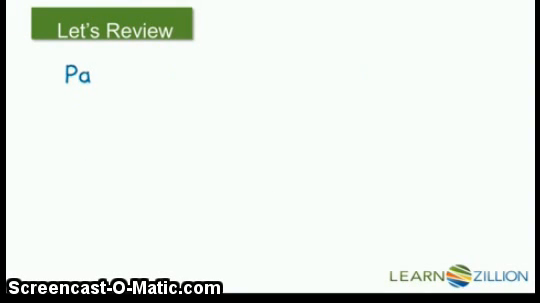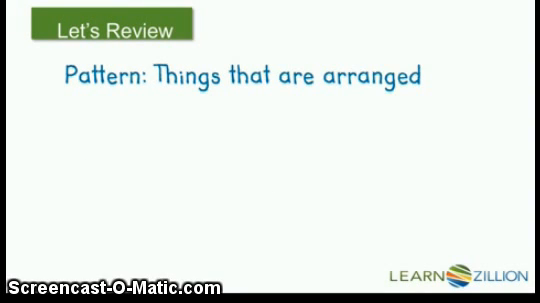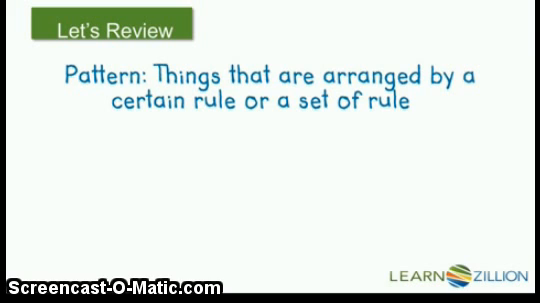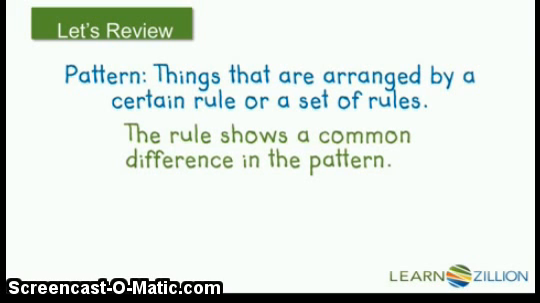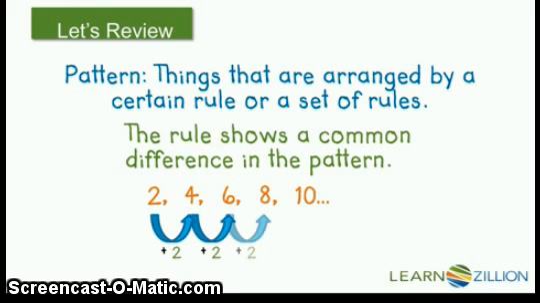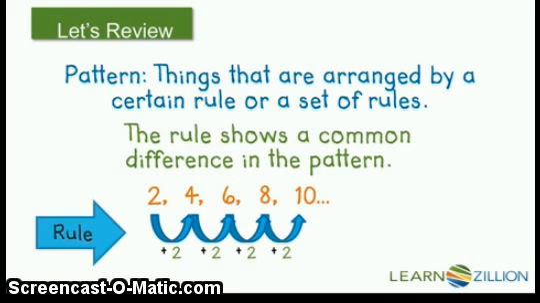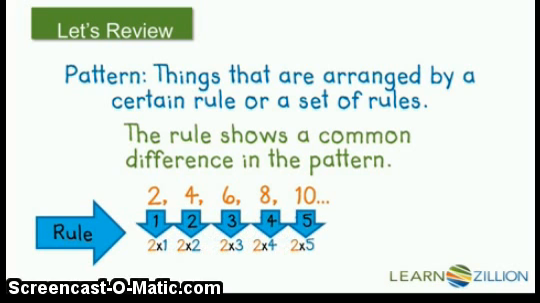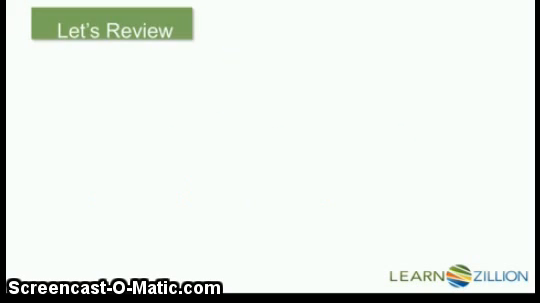Let's review. Patterns. These are things that are arranged by a certain rule or a set of rules. The rules show a common difference in the pattern, such as the numbers 2, 4, 6, 8. The rule could be that we add 2 each time. But we also know that rule can be the 2 times tables, 2 times 1, or 1 group of 2, 2 times 2, 2 groups of 2, and onwards.